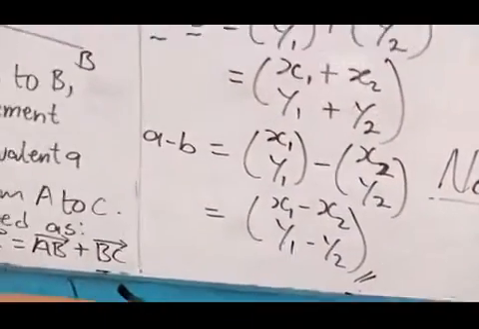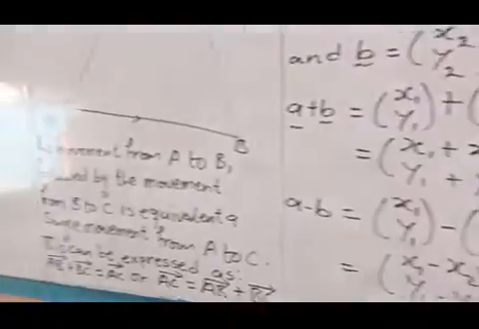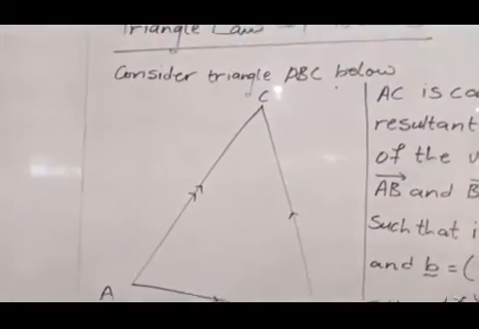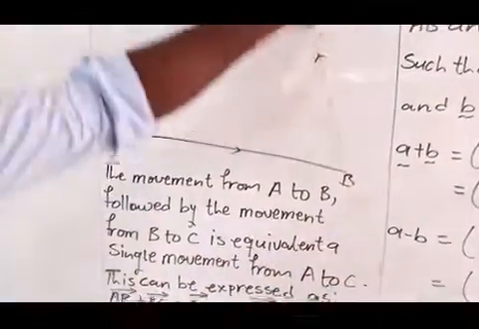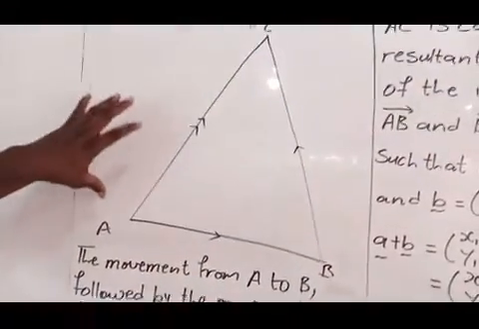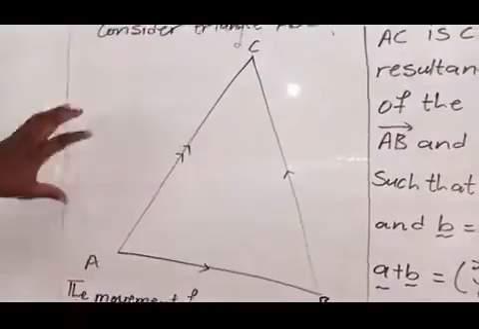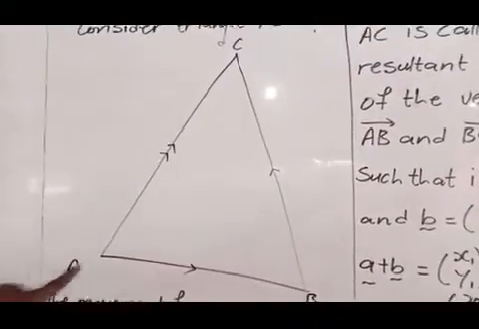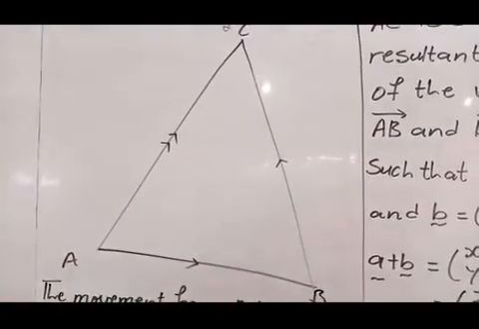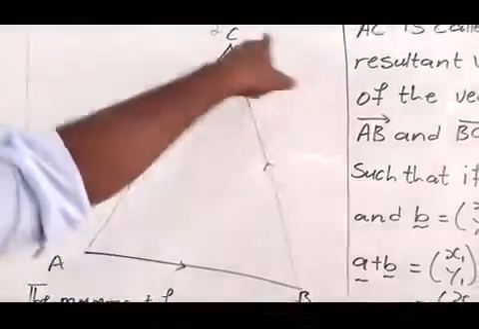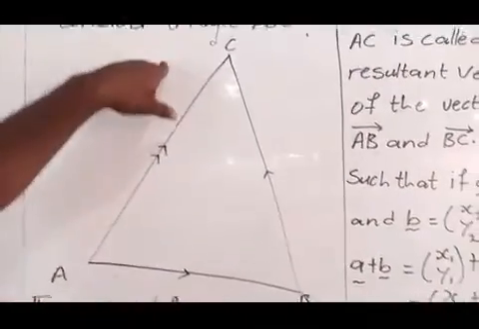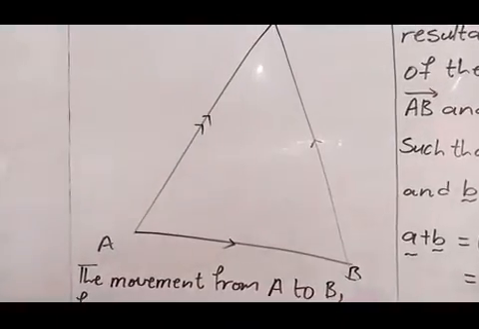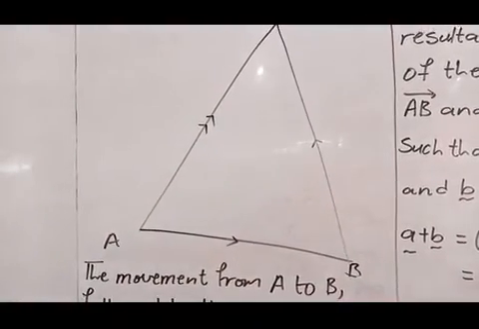Okay, so let me explain this to your understanding. Considering this triangle, we realize that there's a movement from A to B and a movement from B to C. And there's also a movement from A to C. This diagram simply shows that the movement from A to B and then continuation of B to C is the same as the movement from A to C, as I have explained in the written explanation I have there.